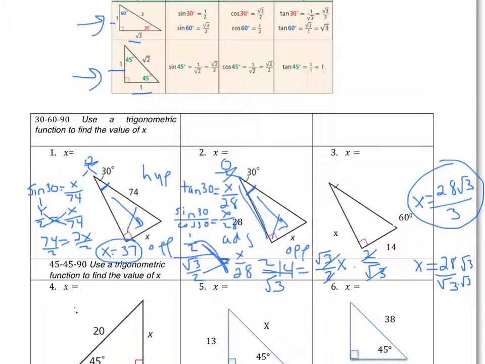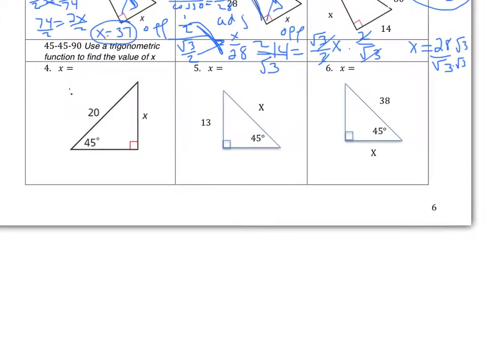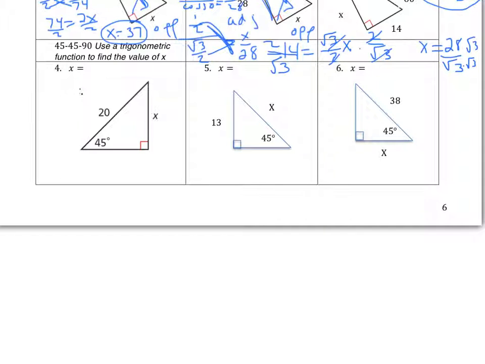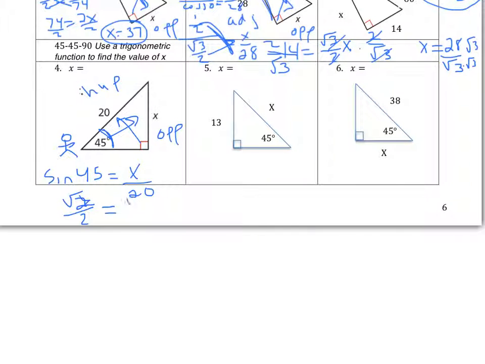Let's go ahead and look at 45, 45, 90. So in the first we have our angle here, this is us, opposite, and then across from the 90 is the hypotenuse. So I know opposite over hypotenuse is sine of 45 equals opposite, which is x, over hypotenuse, which is 20. Sine of 45 is root 2 over 2. Oops, that's a root 2 over 2 equals x over 20.